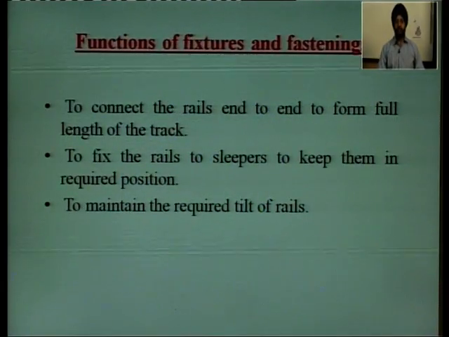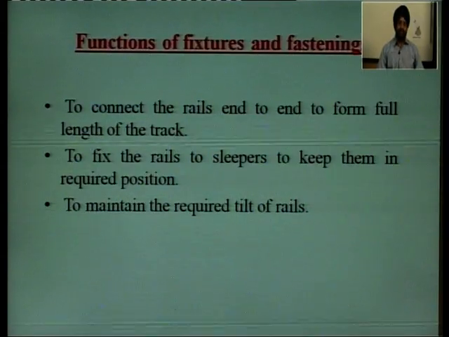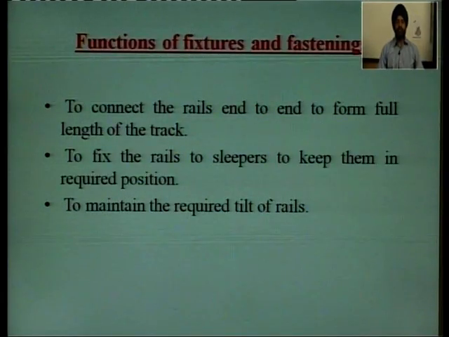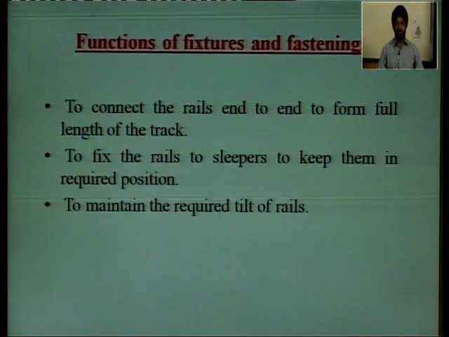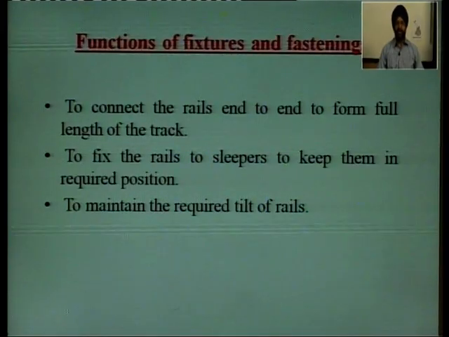Now, regarding their functions, the very first function of these fixtures and fastenings is to connect the rails end to end to form the full length of the track. As we all know, the rails are available in standard lengths. So, it is always desirable to connect them end to end so that we can make a full length of the track worth kilometers. So, these fixtures play a very important role in connecting those rails.